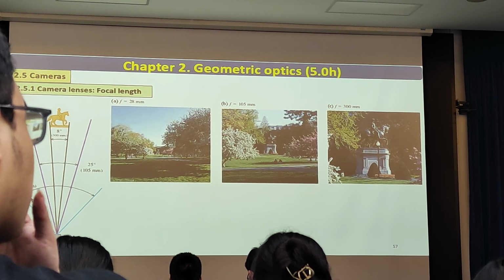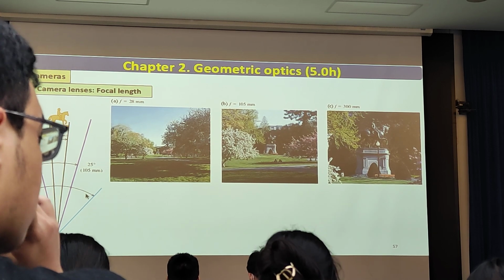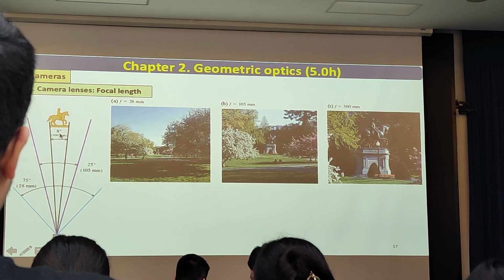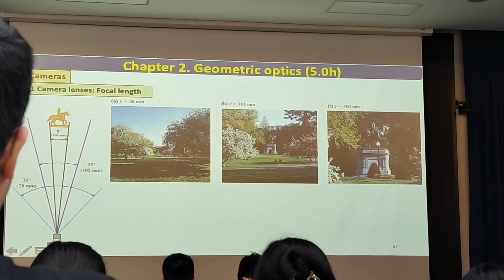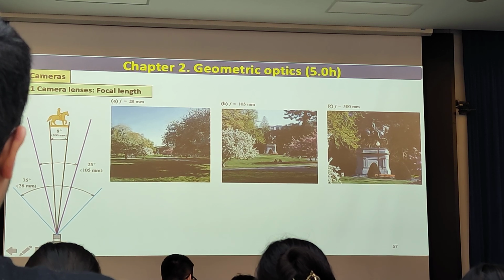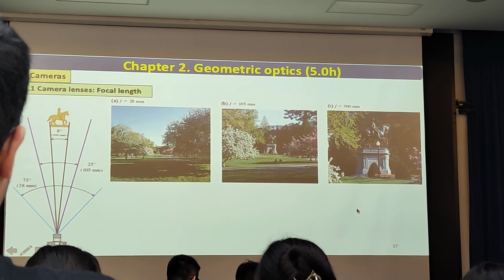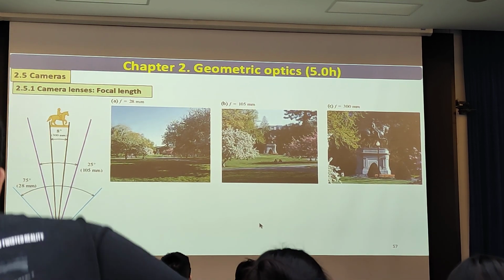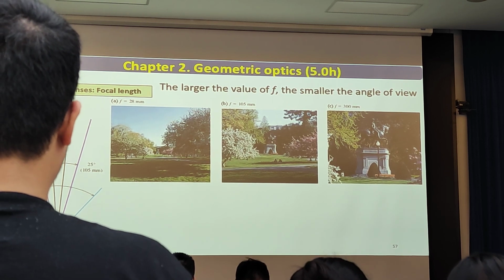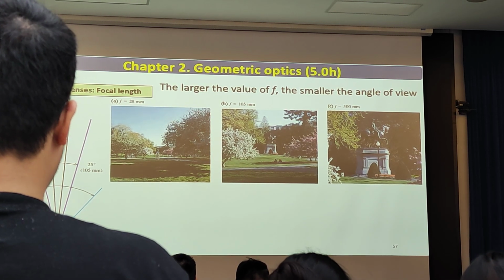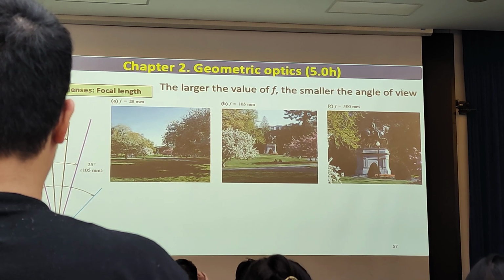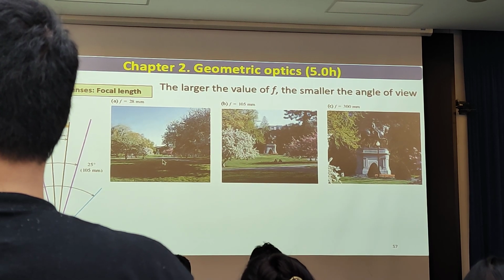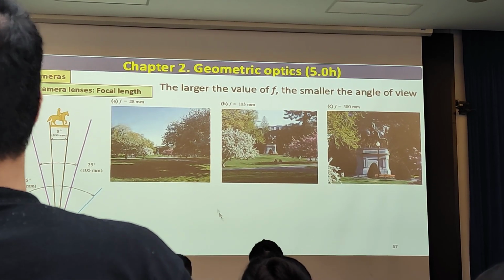Here, this focal length is 28 millimeters, for example. You see the angles here, 75, 25, and 8 degrees. In order to take the image of this statue, for example, you can observe a wider or narrower range. And it's showing you in this picture: the larger the value of f, the smaller the angle of view. You see the corresponding. And sometimes you can have the tele, a very long distance, right?